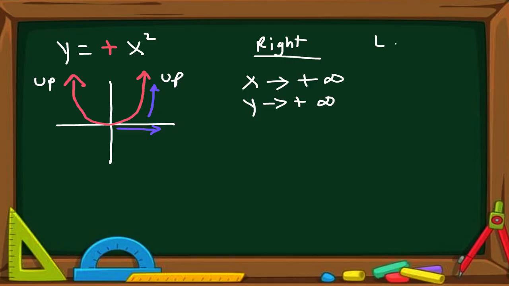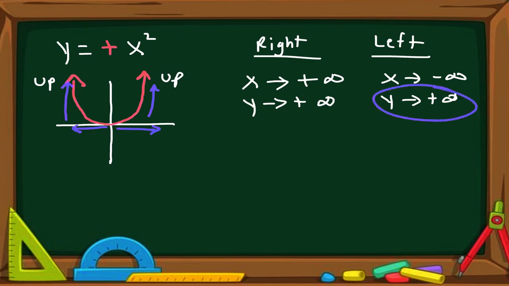Now, the end behavior for this graph on the left, as x approaches negative infinity, y approaches positive infinity. As we go to the left, we can see the y values are increasing, so this is another way in which you can describe the end behavior of that graph.